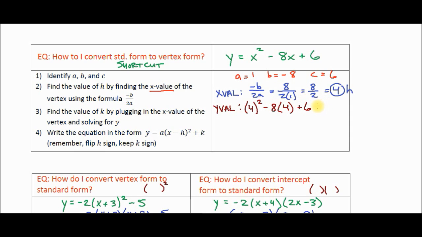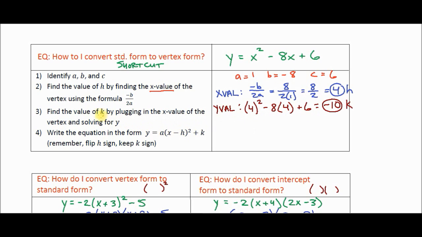When you go ahead and solve this in your calculator, you're going to get the number -10. If that's the y value of the vertex, that's also k. So we know that k is -10 and h is 4.